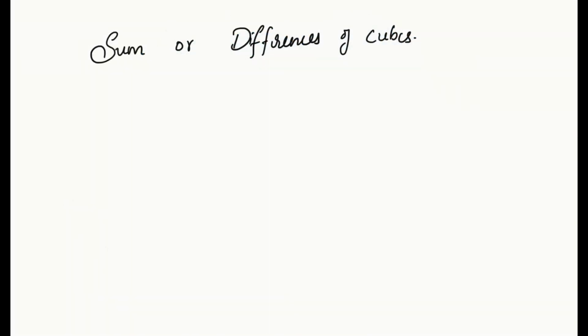Hi students, let us continue with chapter 5, factorization. In our previous class we had done with some more differences of two squares, right? Today we will be dealing with some more differences of two cubes. We had already learned about sums and differences of two cubes in our previous class, that is in 8th standard. So we will be doing more problems on this topic.